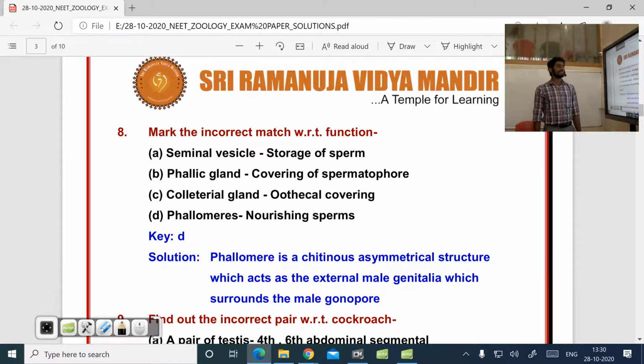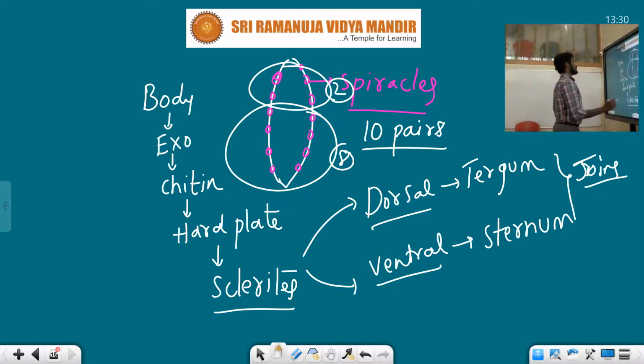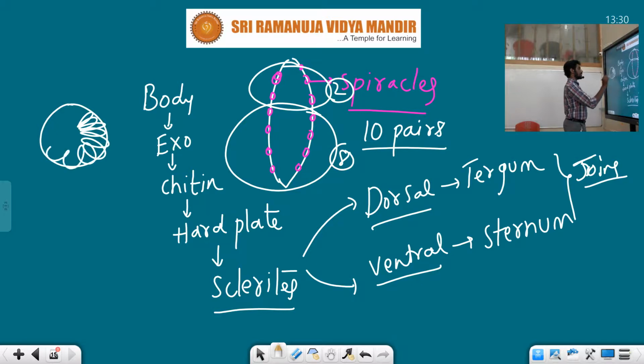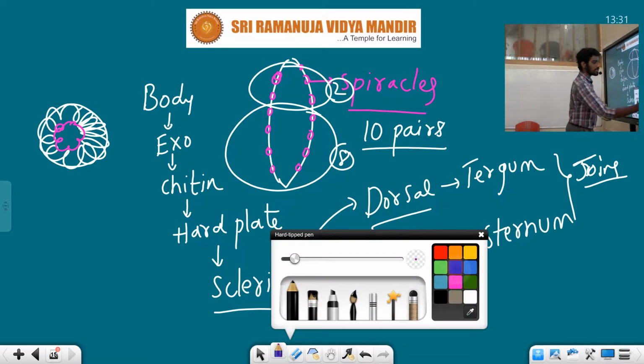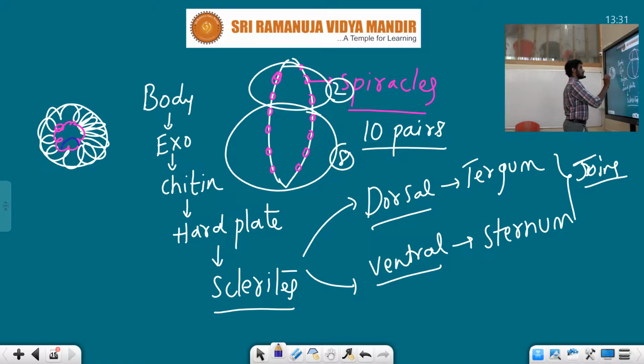Now you can see the seminal vesicle. We are talking about the reproductive system, especially the male reproductive system, right? The seminal vesicle is responsible for the storage of sperm. I will draw the diagram. Suppose this is the mushroom gland or utricular gland. There are long tubules present, right? In the center we have short tubules, and in the center itself the seminal vesicle is present here.